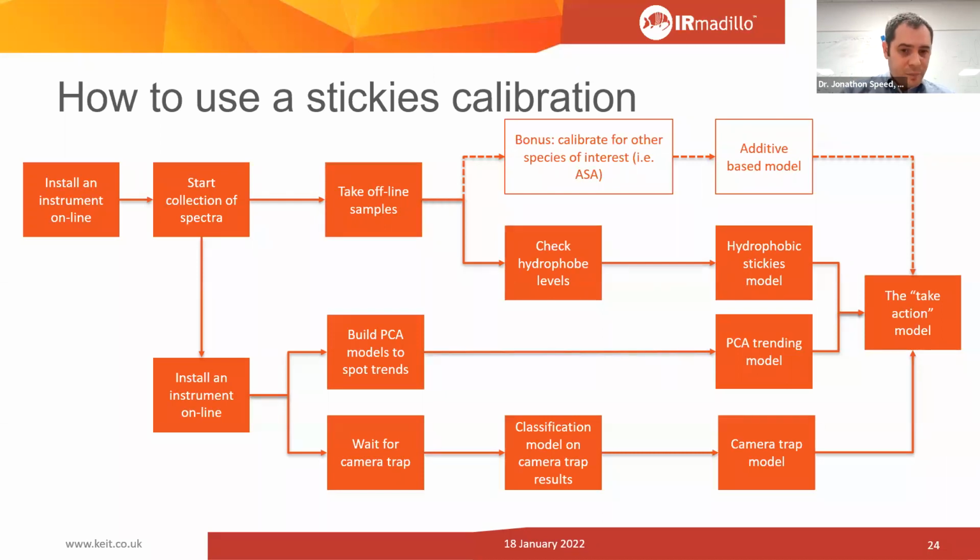The other thing we can do with this online instrument is we can build PCA models, so principal component analysis, which I've not really gone into too much detail here, but a PCA model is effectively looking at trends and it's looking at the information within the spectrum. So we can look at that and you get that for free effectively because it's sat there running, and building a PCA model is relatively easy. So we can do that. That then pulls out information and we could see, oh, this thing is changing over time.